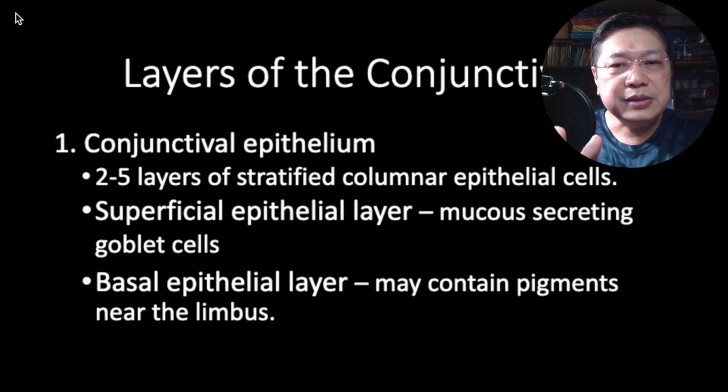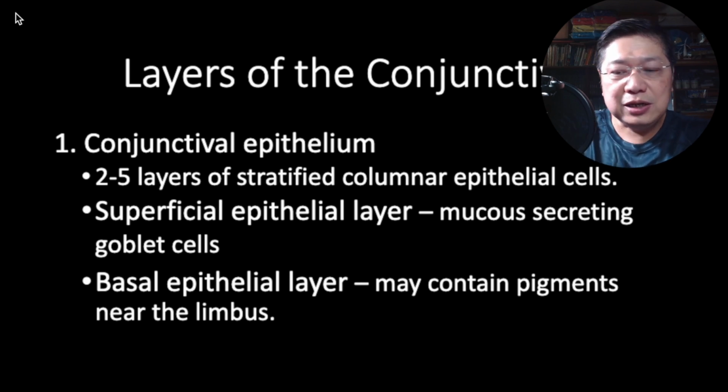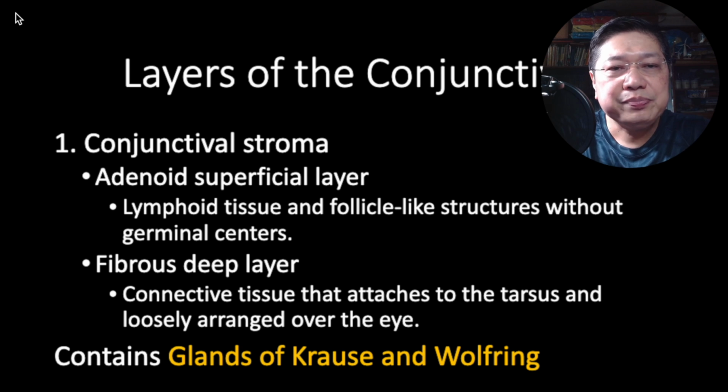Now, the epithelium is not a dry skin. It's mucus. It's mucus filled because it has goblet cells. The stroma is basically an adenoid superficial layer and a fibrous deeper layer. Now, the adenoid superficial layer has lymphoid tissue and follicle-like structures without germinal layers, and the fibrous deep layer will have connective tissue basically attaching itself to the tarsus, and it's loosely arranged over the eye.